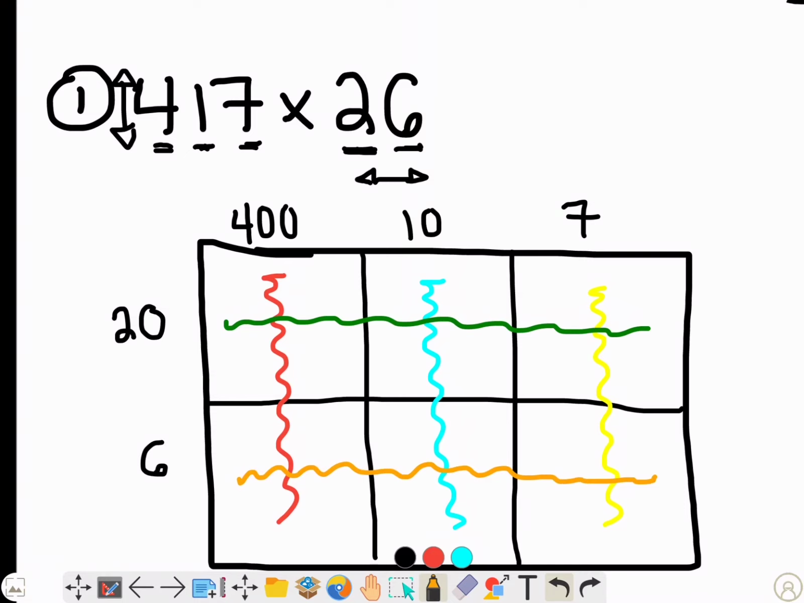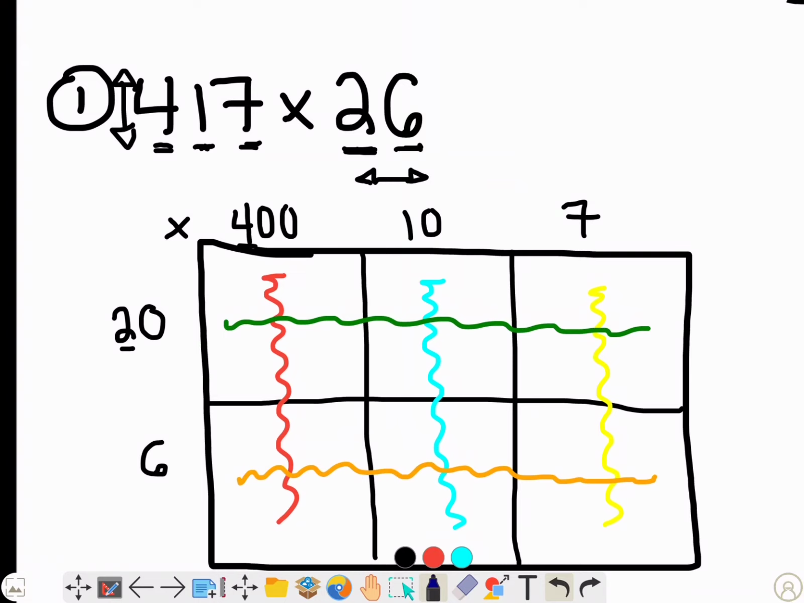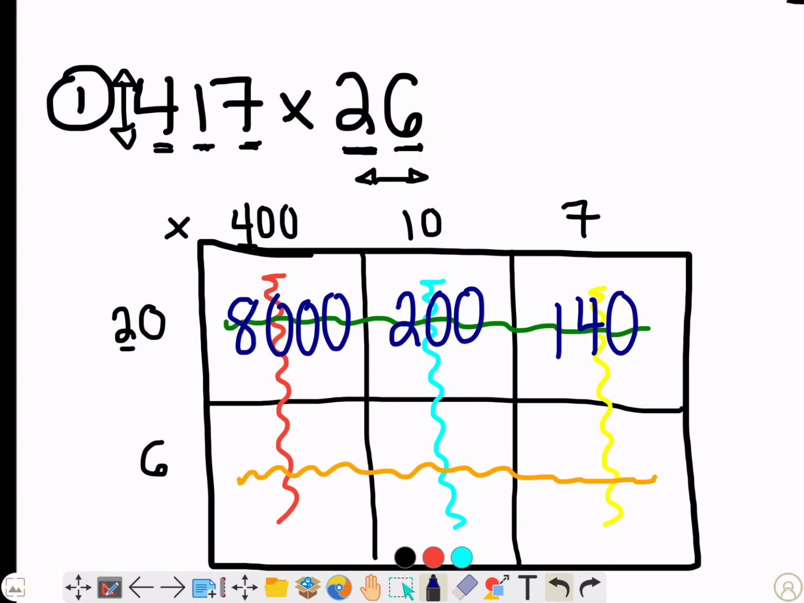So for this one I have 400 times 20. So I'm multiplying those two numbers together. 4 times 2 is 8. And there are 1, 2, 3 zeros I'm adding. Now I'll multiply 20 times 10. 1 times 2 is 2. Add 2 zeros. Then I multiply my yellow and my green. So 7 times 2 is 14 with 1 zero.